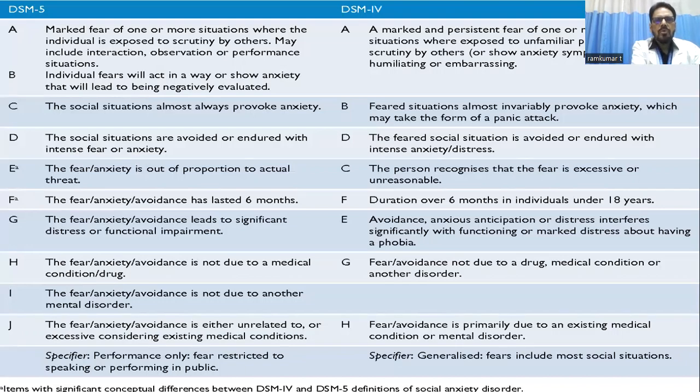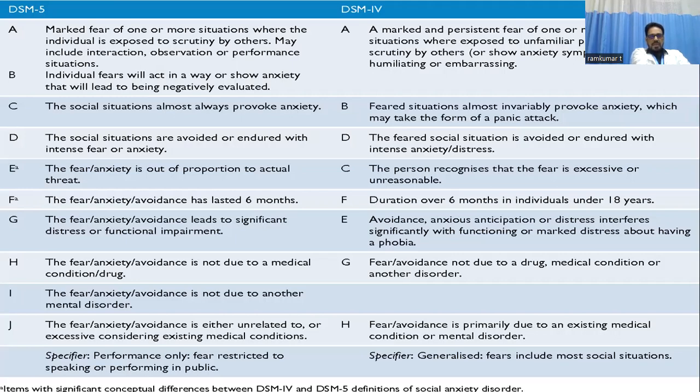DSM-5 criteria. A. Marked fear of one or more situations where the individual is exposed to scrutiny by others, which may include interaction, observation, or performance situations. B. The individual fears they will act in a way or show anxiety that will lead to being negatively evaluated. C. The social situations almost always provoke anxiety. D. The social situations are avoided or endured with intense fear or anxiety. E. The fear or anxiety is out of proportion to the actual social threat.